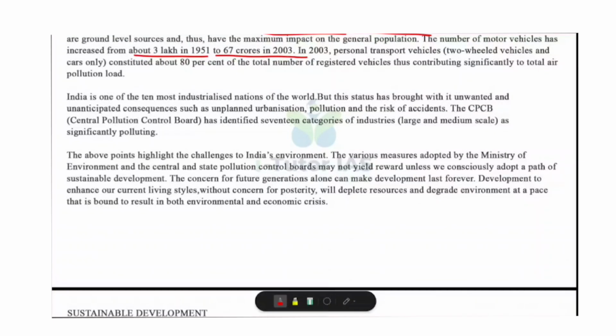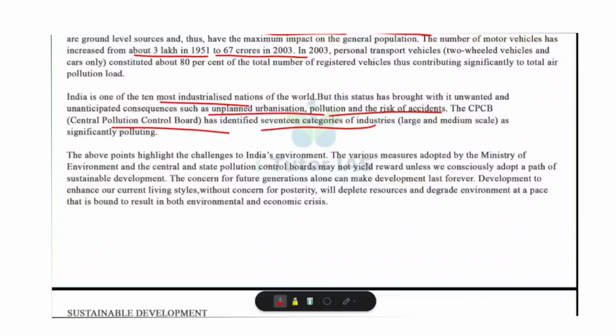And now, India is among the 10 most industrialized nations in the world. While this is a mark of progress, it has also brought unwanted consequences like unplanned urbanization, pollution and the risk of industrial accidents. Central Pollution Control Board or CPCB has identified 17 categories of large and medium scale industries as significantly polluting. These points highlight the major environmental challenges India faces today.